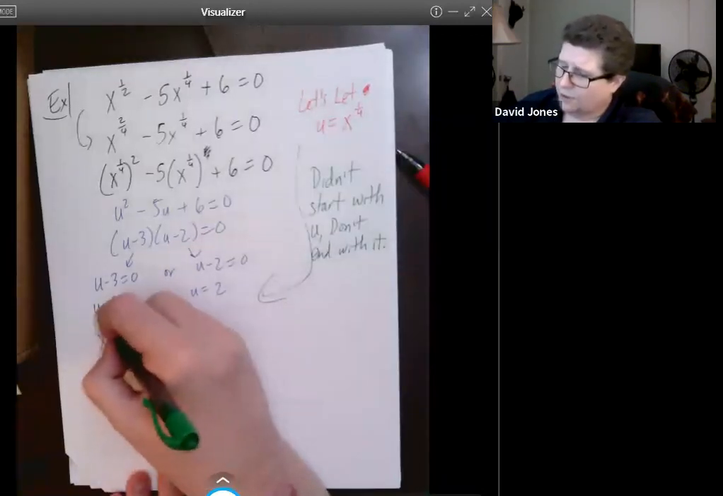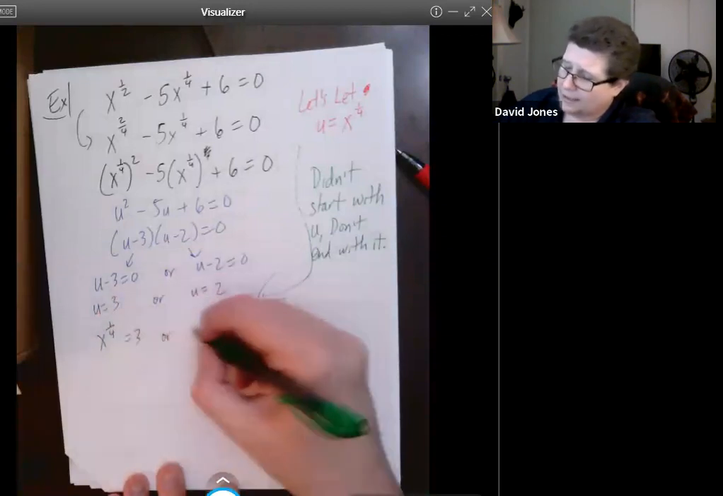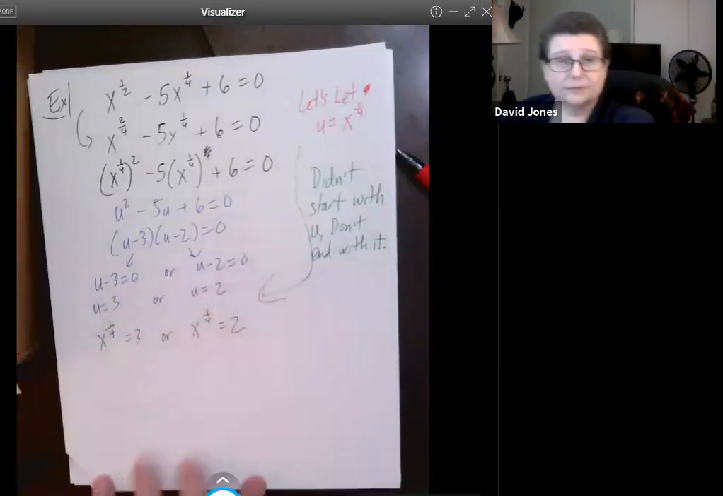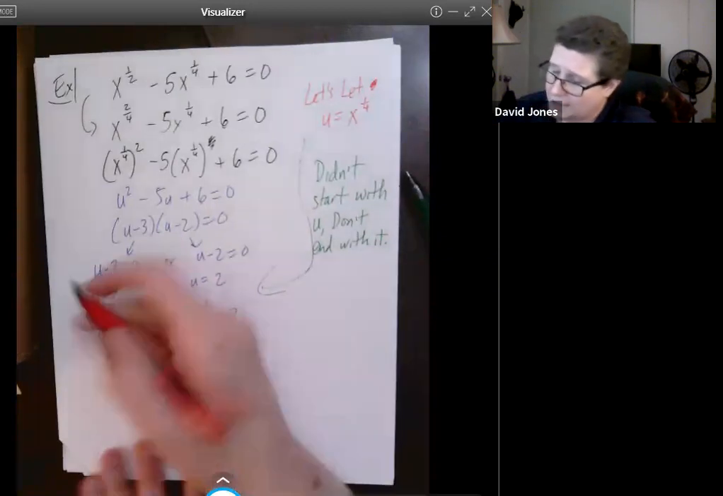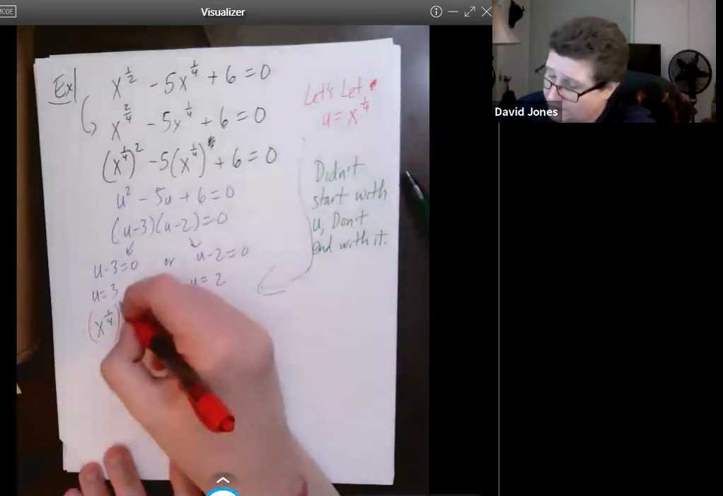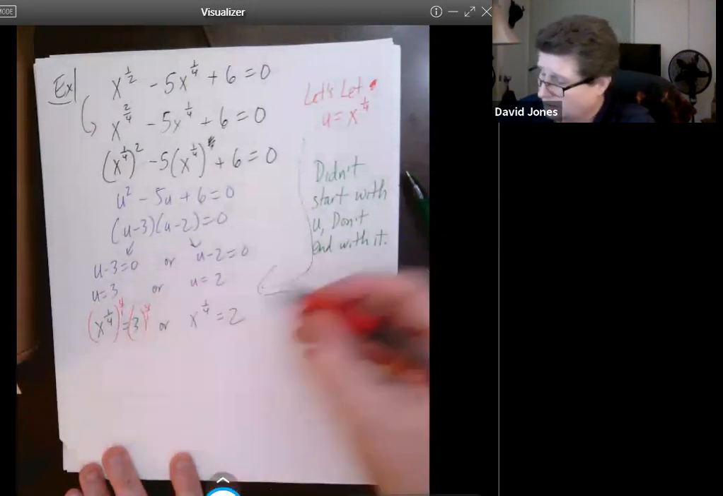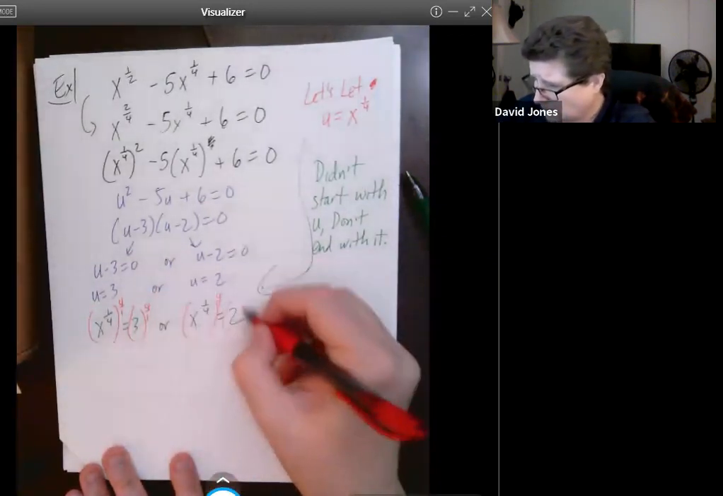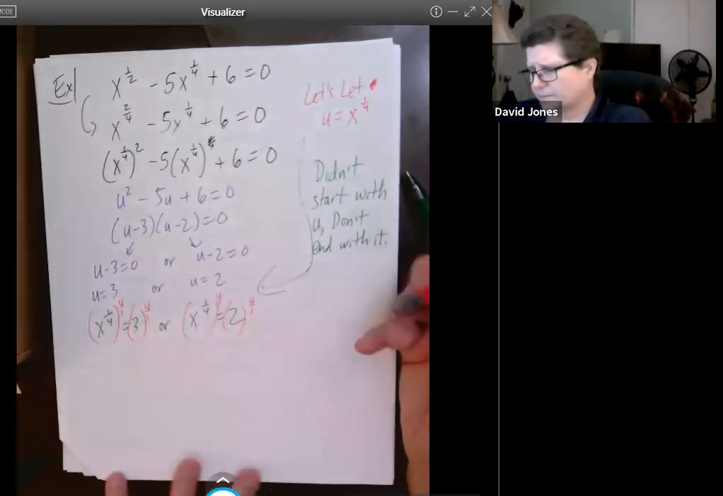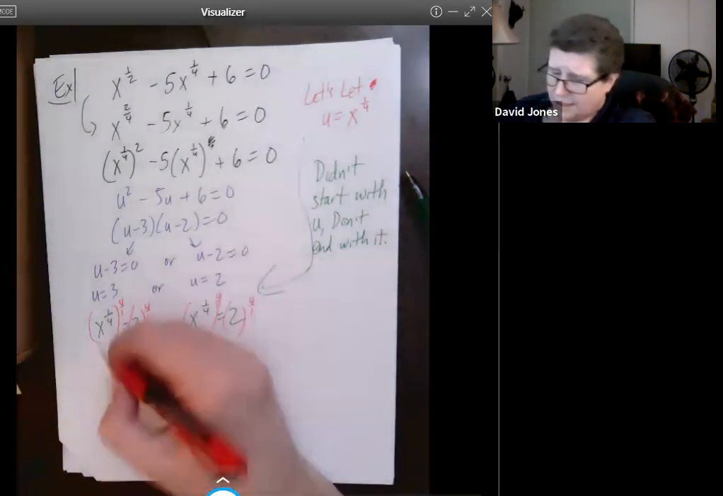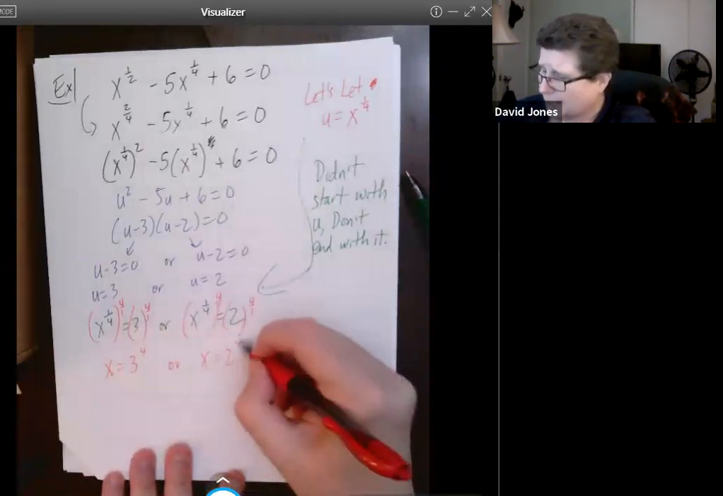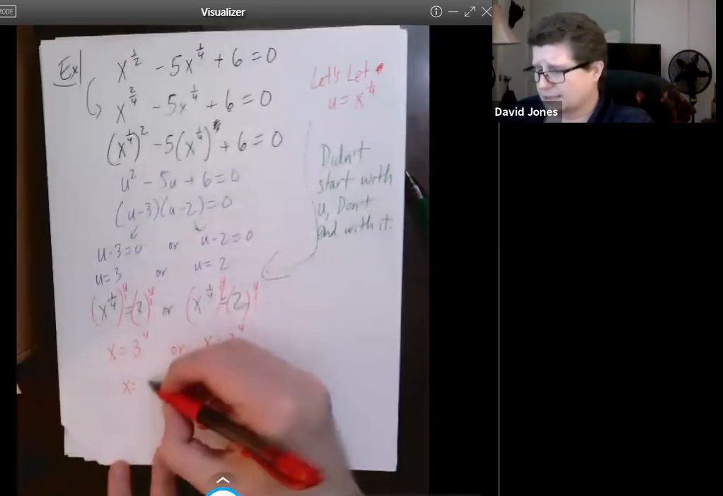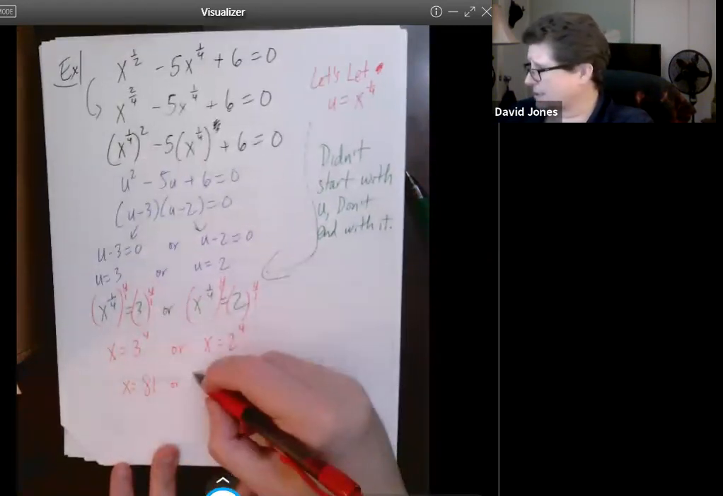x^(1/4) = 3 or x^(1/4) = 2. And we just showed how to do something like that a little bit ago. We're going to raise both sides to the reciprocal of that fraction, and 4 over 1 is just 4. So I get x = 3^4 or x = 2^4. This is 81 or 16.